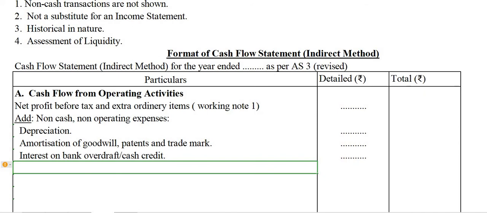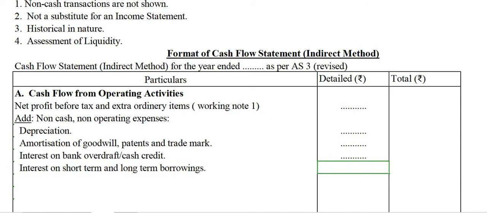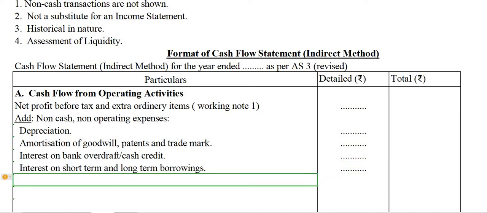And now see interest on short-term loans and borrowings. Interest paid for the short-term borrowings or loans, or long-term borrowings. That means all the interest paid will be taken for financing activity. Overdraft is a financing activity. This loan is also a financing activity. All the interest other than operating interest.